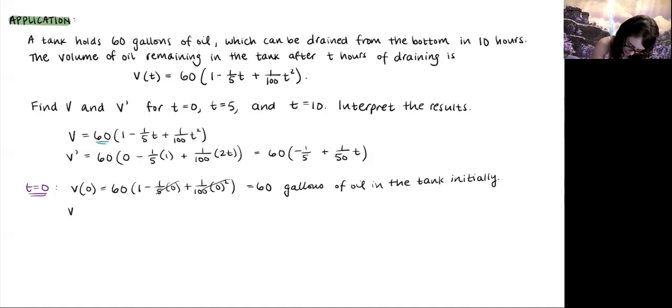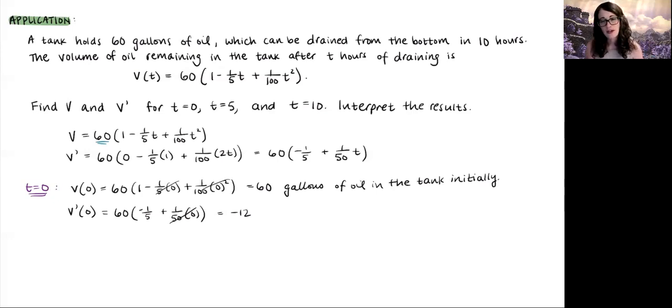Okay, what is V prime of 0? Well, we'll plug in a 0 into the derivative. So initially, how fast is the tank draining? That's what this is going to represent. This is the rate of change of the volume over time. So when we plug a 0 in for t into the derivative, that part will be 0. So we'll get 60 times negative 1/5. So that's going to be negative 12.